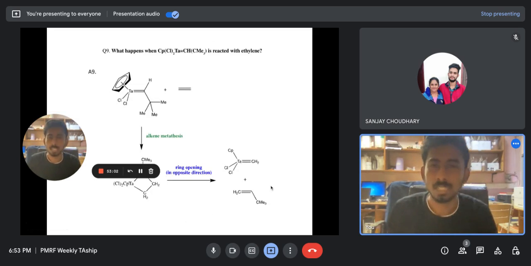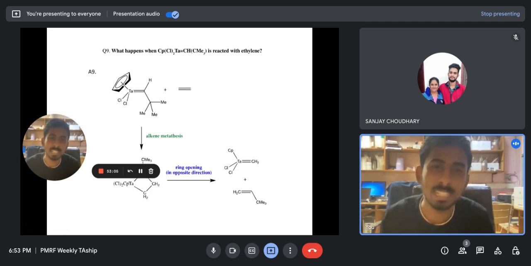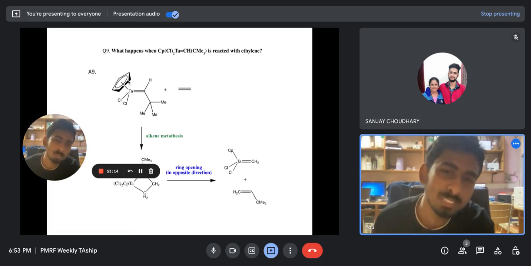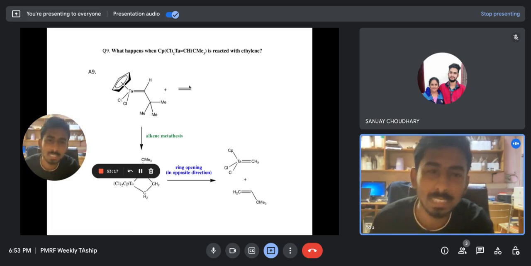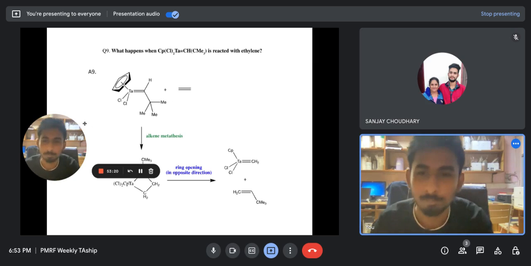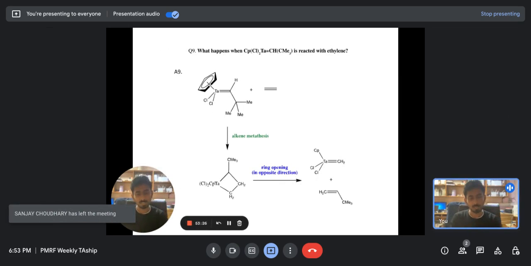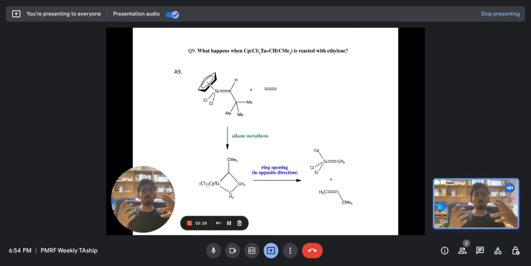So coming to the last question, it is the reaction between Cp2TaCl2(=CHCMe3), a molecule I have discussed already, and ethylene. What happens in this case? This molecule is reacted with ethylene. It is nothing but a kind of alkene metathesis reaction. We have read about salt metathesis, where two partners exchange between two groups. Here also the two groups will be exchanged between two alkenes, because this is an alkene kind of system, this is also an alkene. So this is a specific or classical example of alkene metathesis reaction.